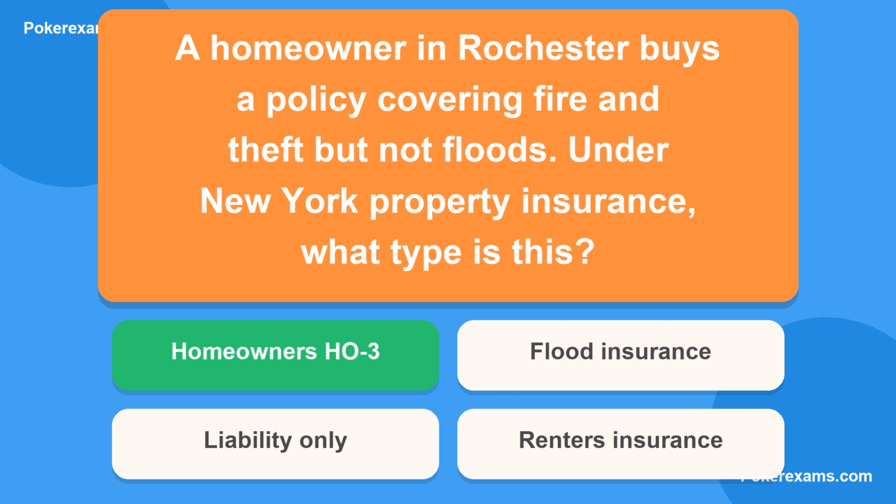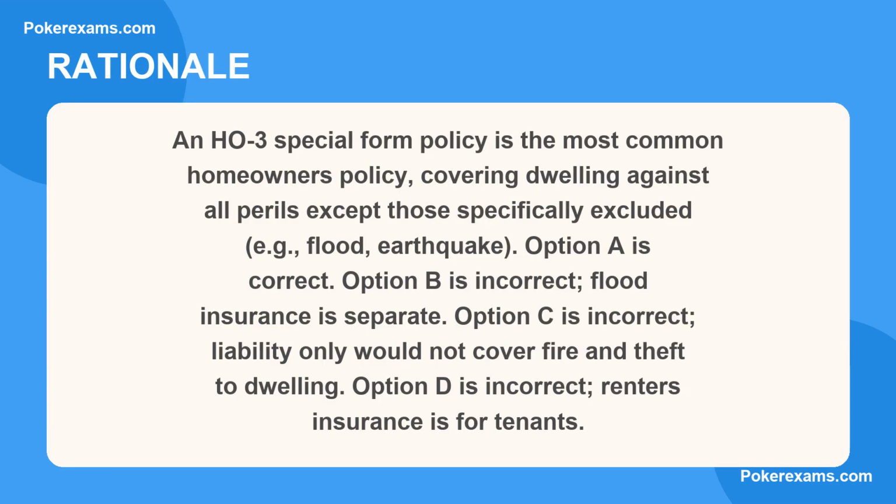The correct answer is A. Here is why. An HO3 special form policy is the most common homeowner's policy, covering dwelling against all perils except those specifically excluded, e.g., flood, earthquake. Option A is correct. Option B is incorrect. Flood insurance is separate. Option C is incorrect. Liability only would not cover fire and theft to dwelling. Option D is incorrect. Renter's insurance is for tenants.